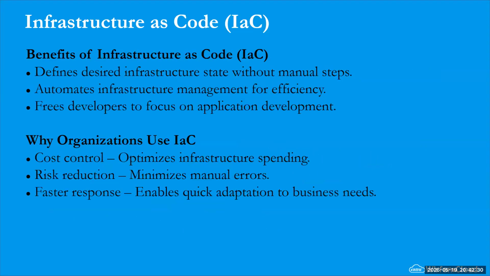So in comes infrastructure as code, where you define the desired infrastructure state without manual steps. You just write down what you want. You can just say, I want an EC2 instance. It should use a particular instance type. It should use a particular AMI. You just write it in a format, you give it to the service, and the service creates the instance.